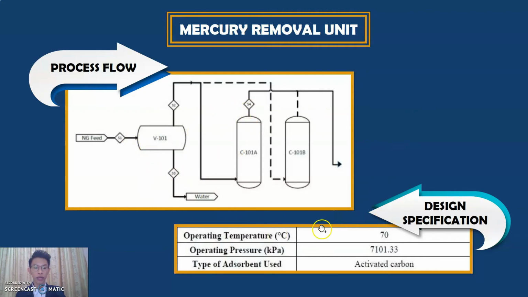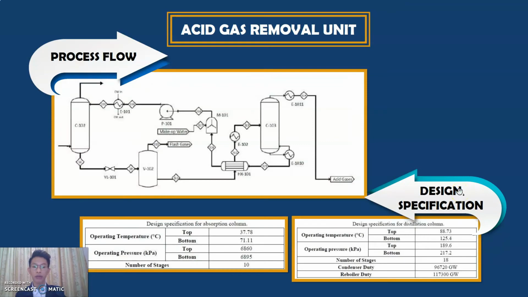For the mercury remover, activated carbon is used as the non-regenerative adsorbent, and this is the operating condition for the mercury remover adsorption tower. And next, the acid gas remover unit actually involves two stages, which are the absorption of acid gas followed by the regeneration of the solvent, which is MDEA. So, in this unit, carbon dioxide gas and hydrogen sulfide gas are captured in the absorber, and the top product of the absorber is identified as sweet gas.